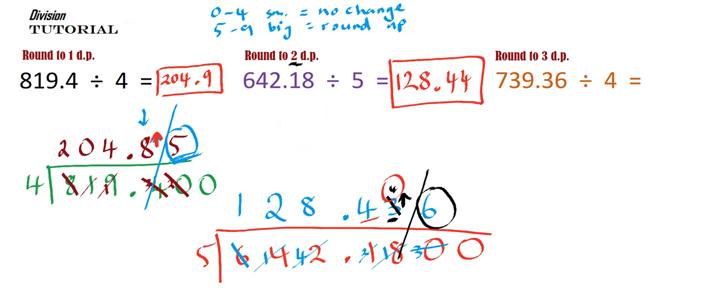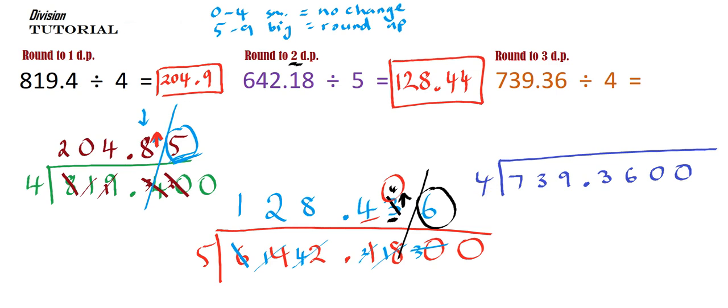And for the last one, let's go with 739.36. Put another couple of zeros on the end. Probably going to need them. And 4. Right. 4 into 7 goes once, and there are 3 left over. 4 into 33 is 8. Again, 1 left over. 4 into 19 is 4, and we have 3 left over. Okay, we're up to the decimal point. Put the decimal point in. 4 into 33, so that's 8, and I get 1 left over. And 4 into 16 goes 4, and none left over.